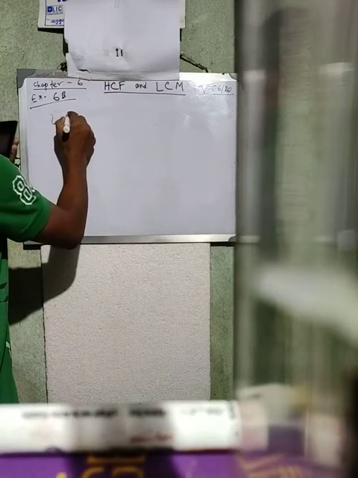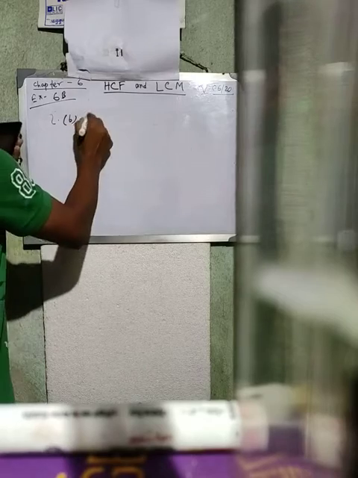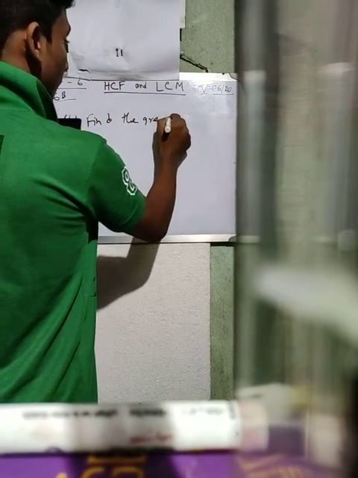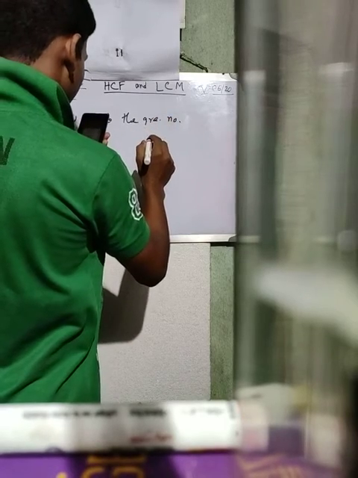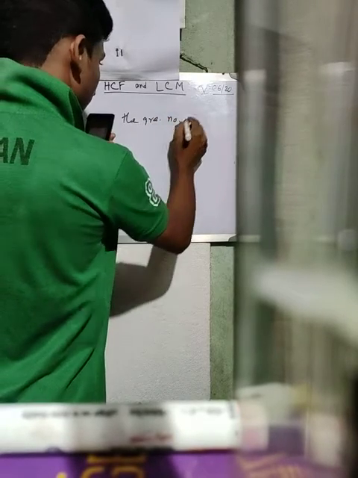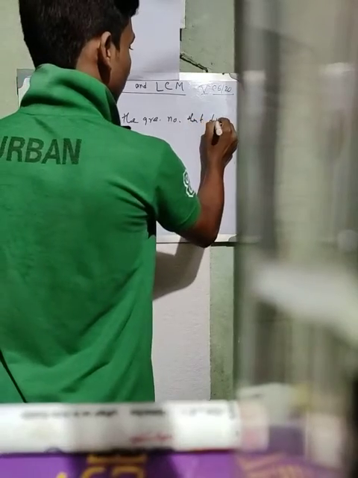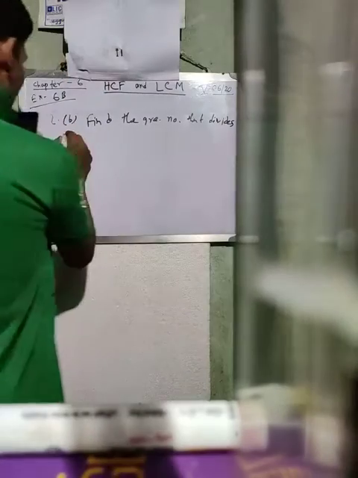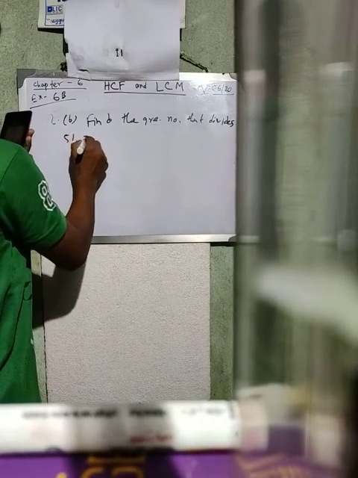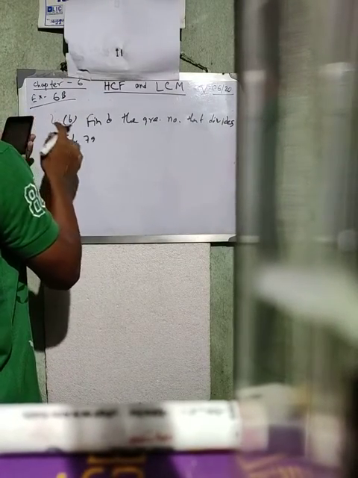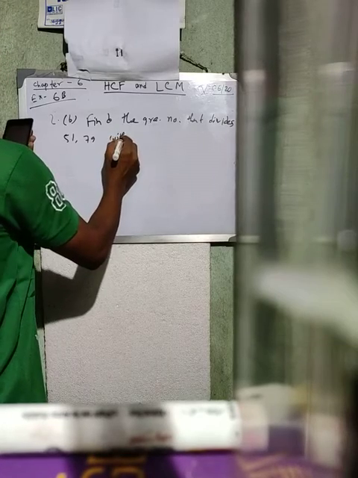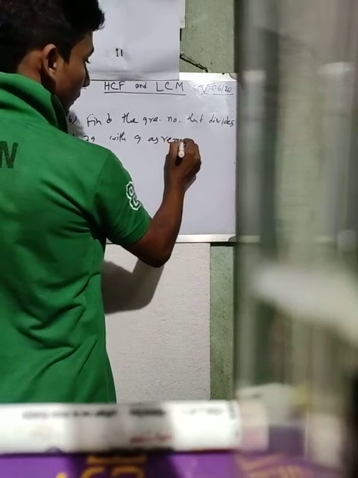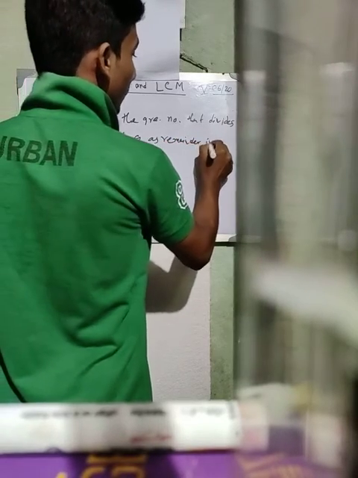Next, 2B. Find the greatest number. This means greatest. Find the greatest number that divides 51, 79 with 9 as remainder. Remainder in both cases.